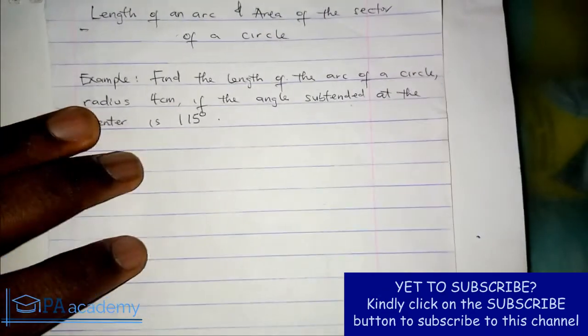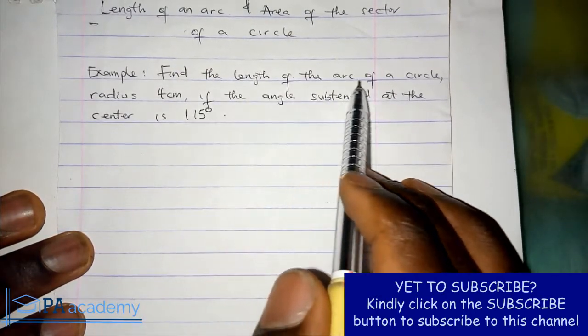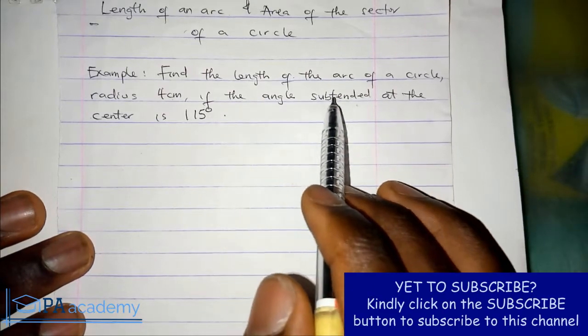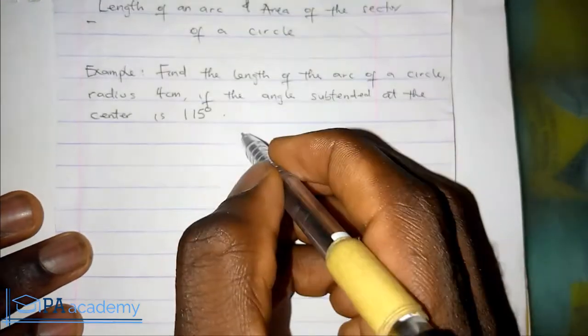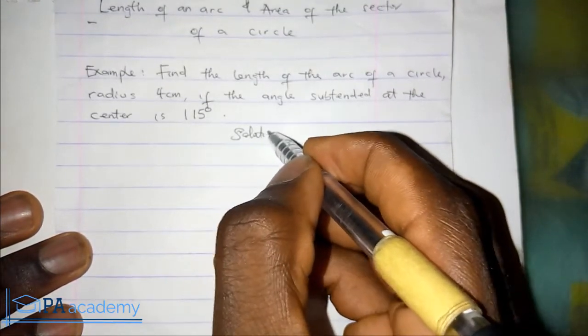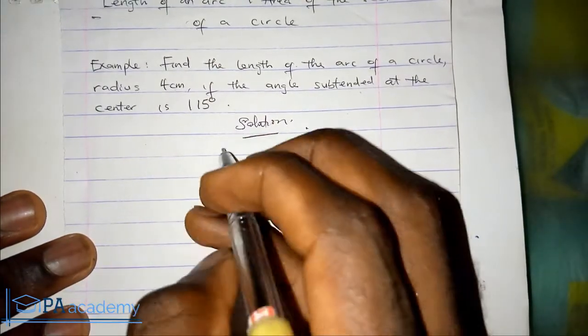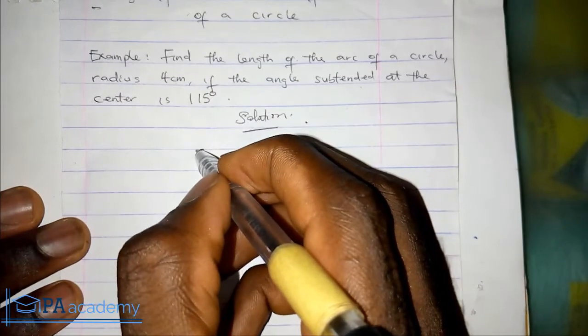This one says find the length of an arc of a circle of radius 4 cm, if the angle subtended at the center is 115 degrees. Solution. So let's draw the circle so that we can give a pictorial view of what the question is talking about.